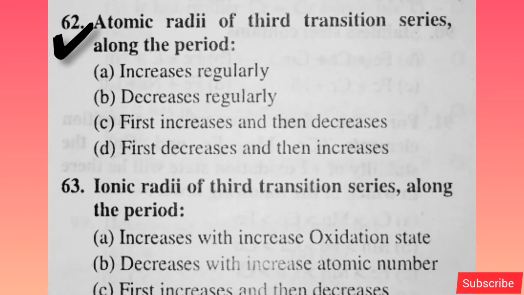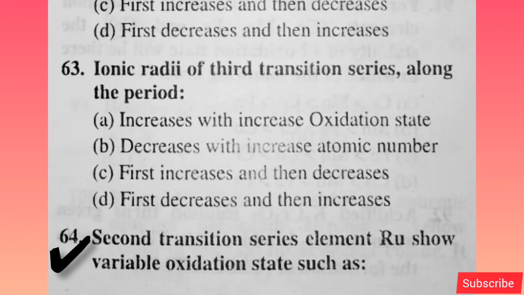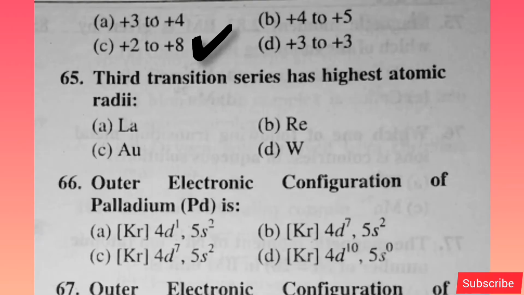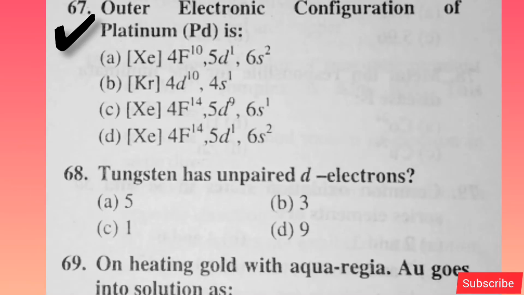Atomic radii of third transition series along the period, option D is correct. Ionic radii of third transition series along the period, option B is correct. Second transition series elements show variable oxidation states such as. Option C is correct. Third transition series has highest atomic radii. Option A is correct. Outer electronic configuration of palladium. Option D is correct. Outer electronic configuration of platinum.